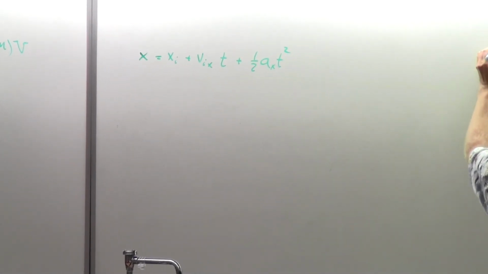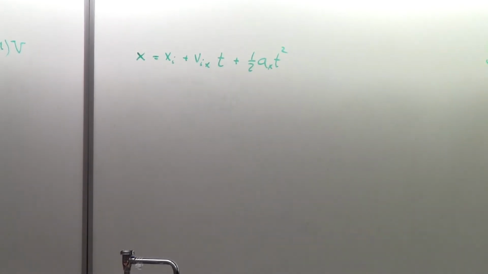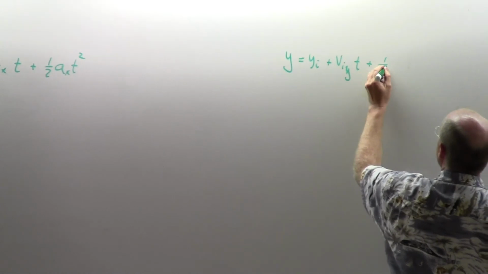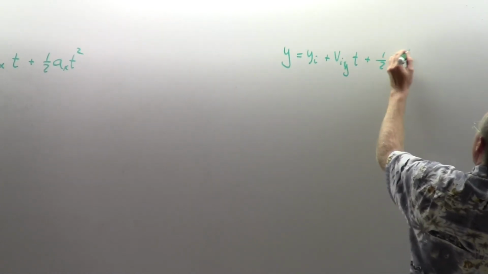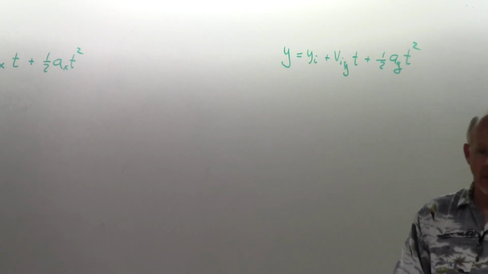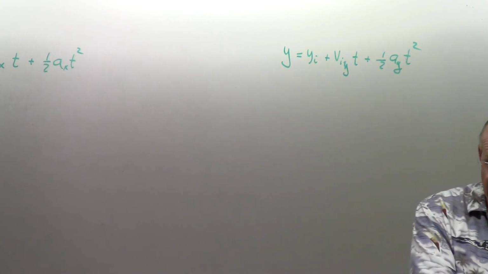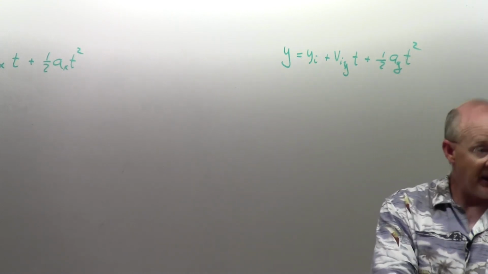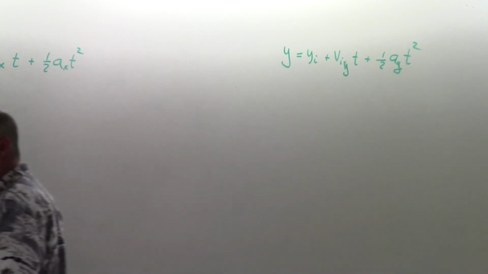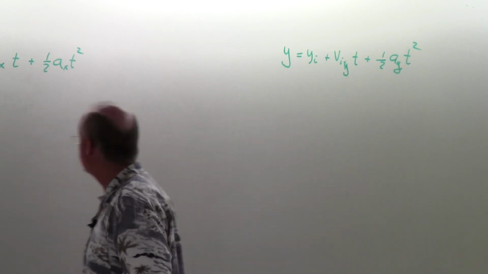And I'll put together y equals y initial plus initial velocity in the y direction times time plus 1/2 acceleration in the y direction times time squared. And so those would be my equations, but of course only valid for constant acceleration. I don't want to forget that either. But I do have constant acceleration as it flies through the air, don't I? I mean, this is our projectile motion.